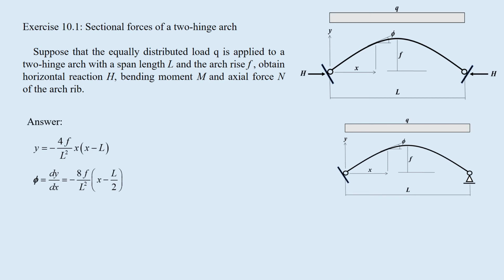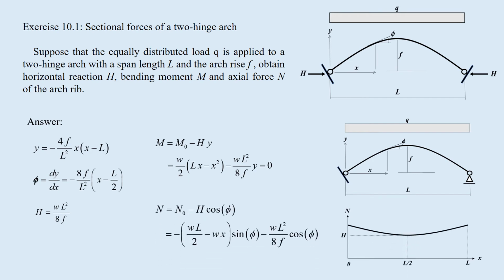Y and phi are expressed like this. H is obtained by this equation. Then M is M0 minus Hy, which is 0. The axial force N is N0 minus H cosine phi, which is shown in this graph.